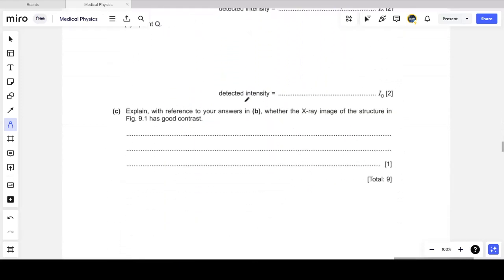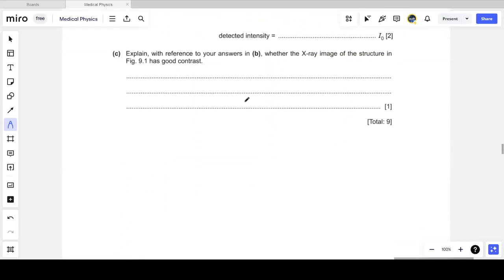Now you don't need to do what I'm going to do next, but I think it might help the understanding. Bear with me, this might take some time, but I have an incident intensity I naught going into tissue. I'm going to exaggerate this diagram slightly and redraw the bone, and I'm going to assume that soft tissue has a linear attenuation coefficient, which I'll call mu1, and bone has a linear attenuation coefficient mu2.